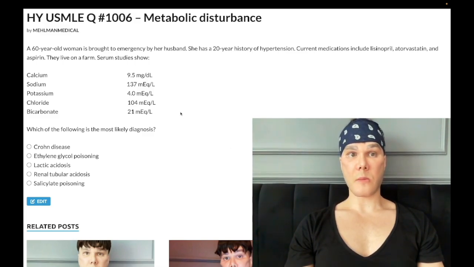Serum studies show calcium normal at 9.5, should be 8.4 to 10.2. Sodium normal at 137, should be 135 to 145. Potassium normal at 4, should be 3.5 to 5. Chloride normal at 104, should be 95 to 105. Bicarbonate low at 21, should be 22 to 28.